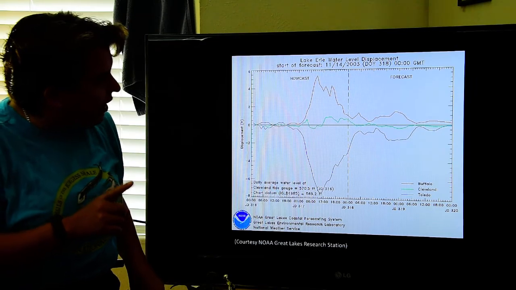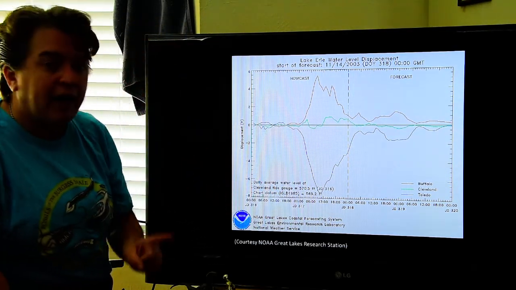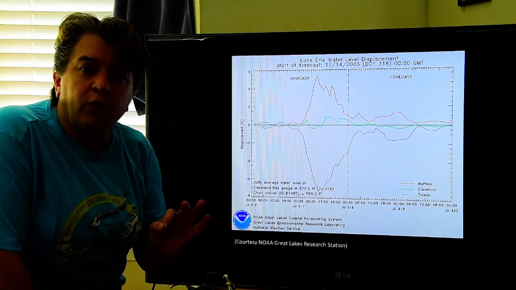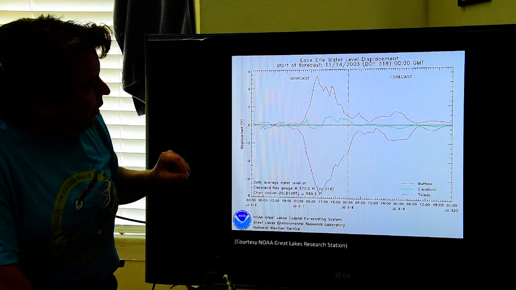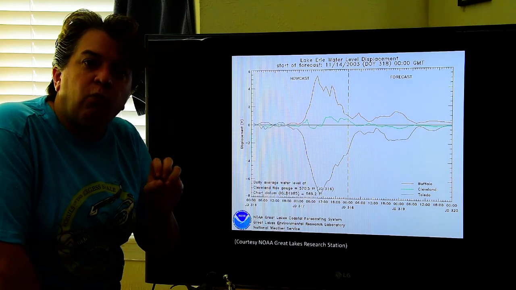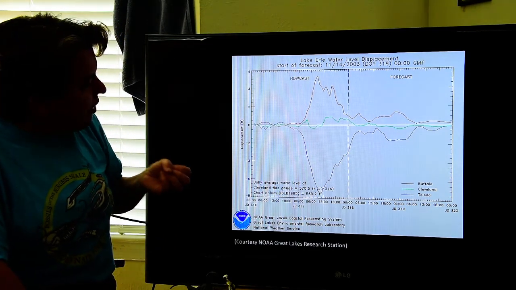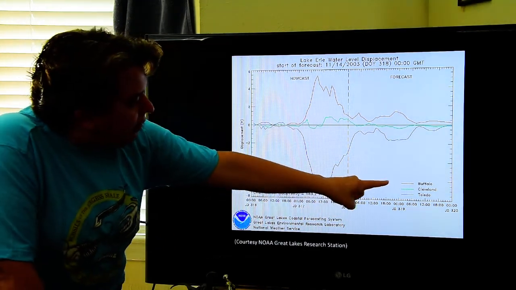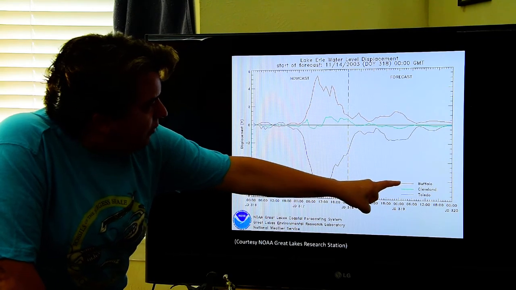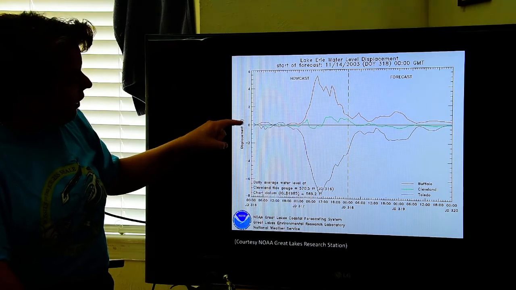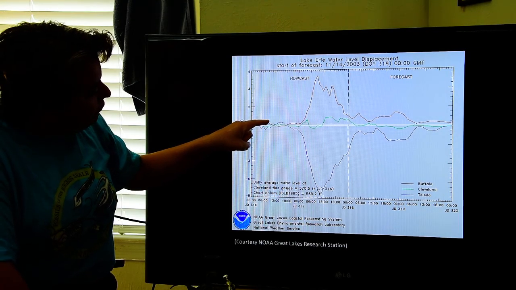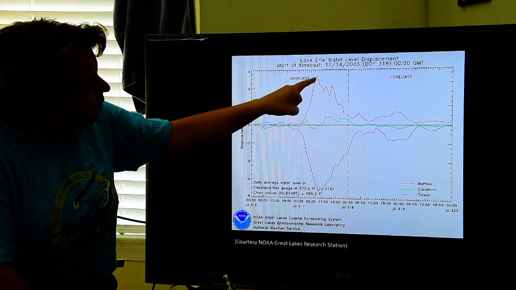We can see that on this particular diagram. So this is from one of the Great Lakes. This is from Lake Erie. And we have 3 water level measurements here. We have Buffalo in this color. Now Buffalo is all the way on the east side of the lake. And you can see the water level rose.